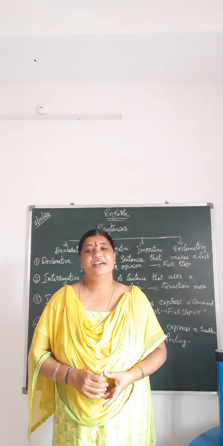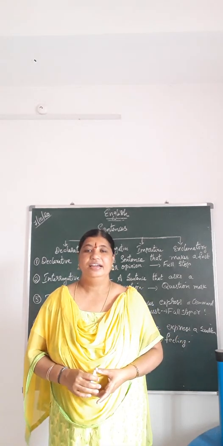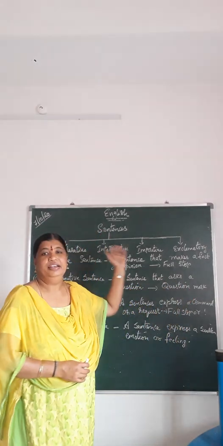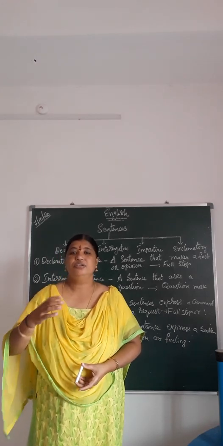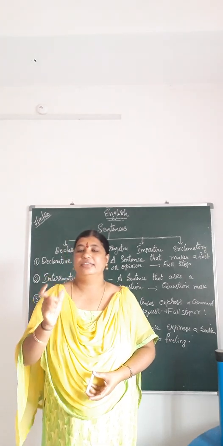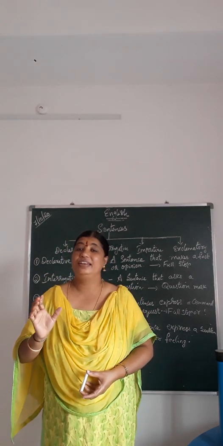So, last class we saw what subject and predicate are, and what a sentence is, right? Today we are going to look into sentences and the different types of sentences. First, a small recapitulation of what we have learnt. A sentence is a group of words that makes complete sense.